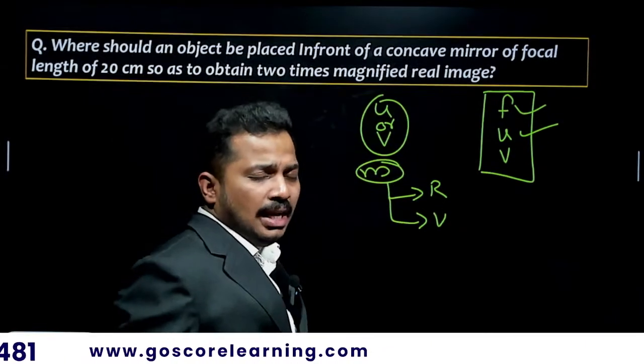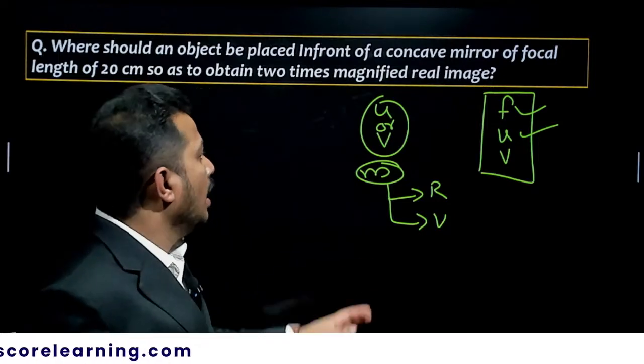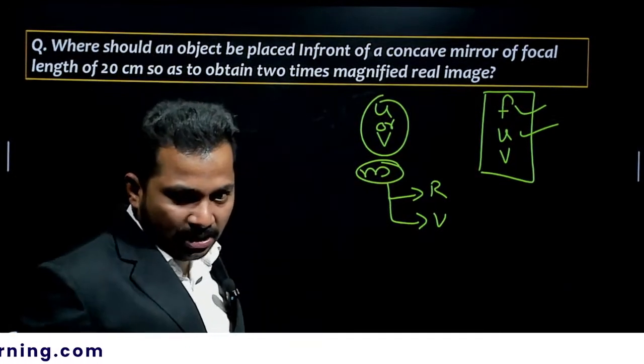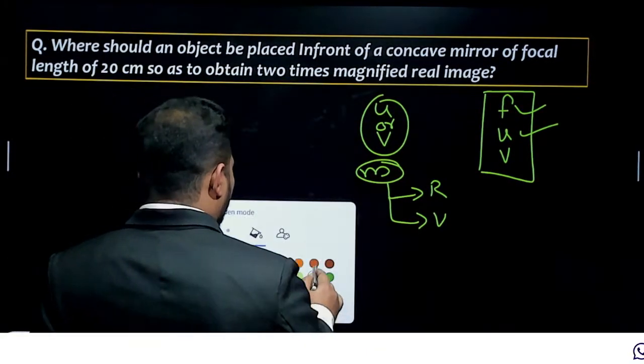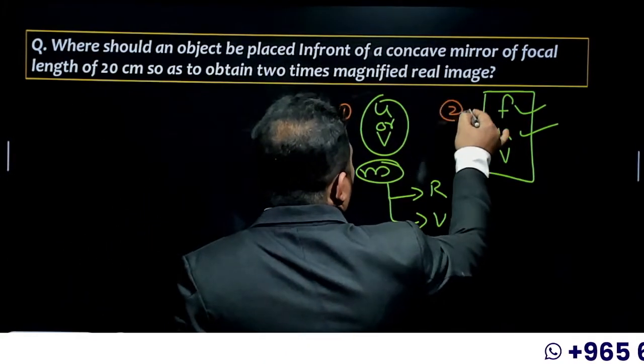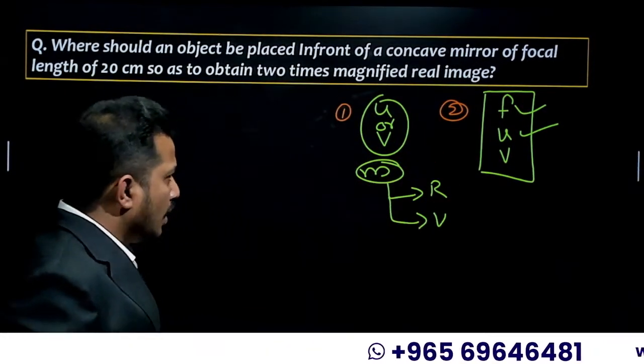The second set is where either u or v will be given, and along with that magnification will be given. So here, the question: can you comment whether it is the first type of question or the second type? First type or second type? Set 1 or set 2? Okay, so here it is.